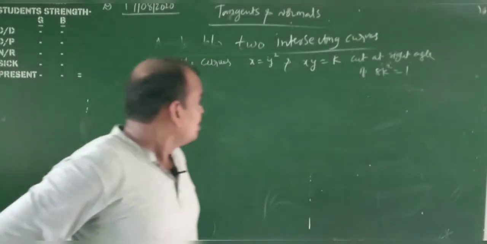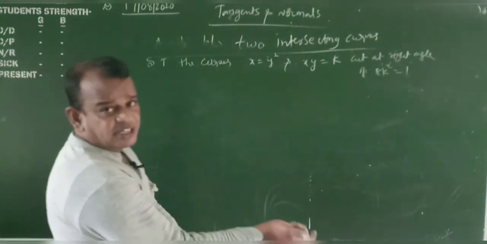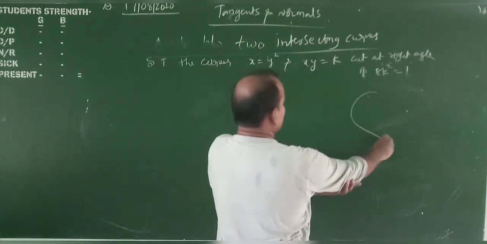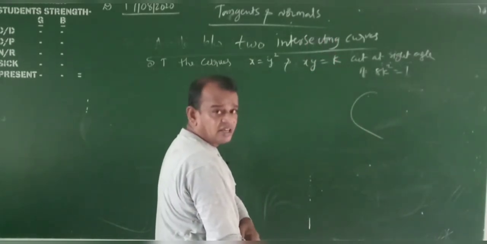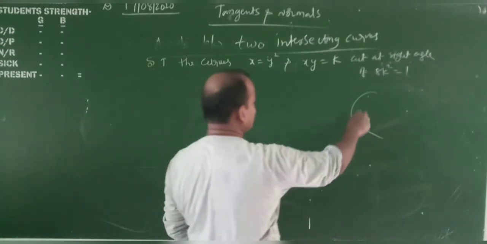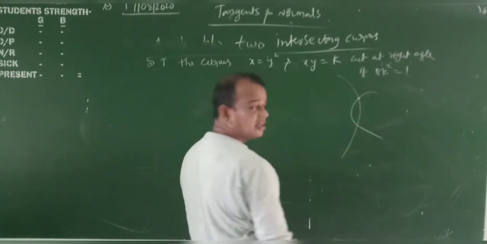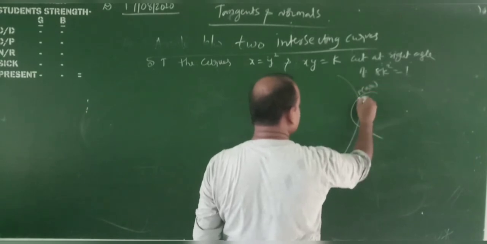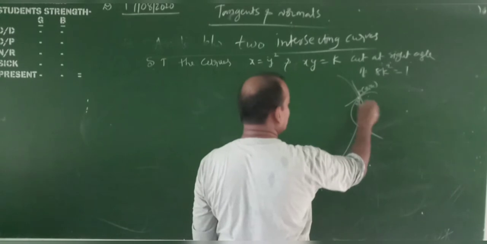Now, first, these two curves cut at right angles means they intersect. Suppose this is the curve x is equal to y square, and this one is xy is equal to k, which is a rectangular hyperbola. Suppose these two curves intersect here at this point, P(x1, y1). The angle between the curves is given as 90 degrees.